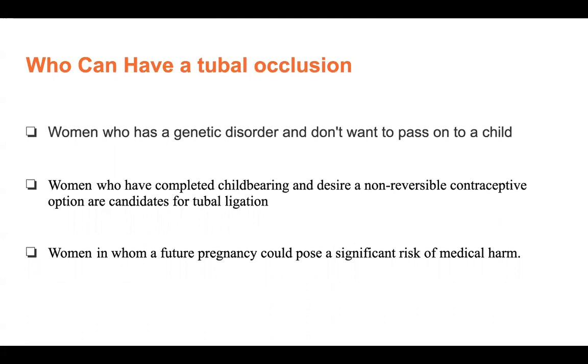Who can have a tubal occlusion? First, women who have a genetic disorder and don't want to pass it on to a child. Women who have completed childbearing and desire a non-reversible contraceptive option are candidates for tubal ligation. Women in whom a future pregnancy could pose a significant risk of medical harm.